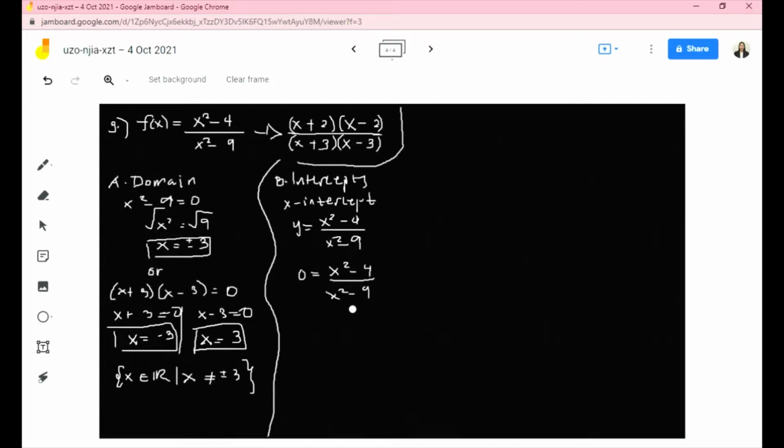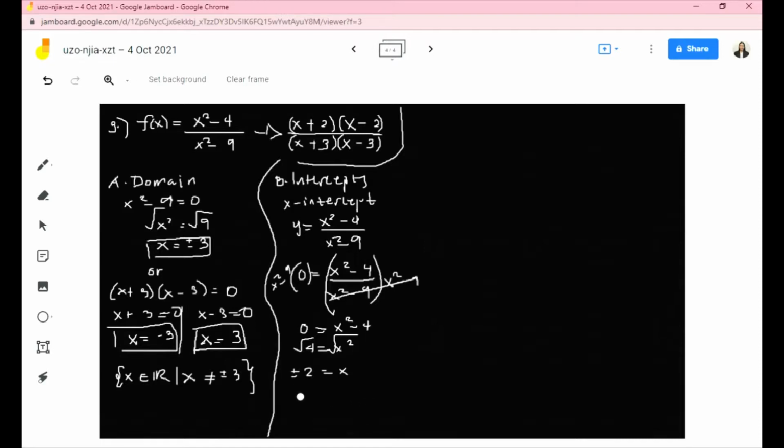Now we'll have to eradicate the denominator, by multiplying both sides with the denominator, x squared minus 9. X squared minus 9 times 0 is simply 0. And on the other side, we're left with x squared minus 4. Applying the properties of equality, this will give us x squared is equal to 4, and taking the square root of these terms, x is equal to positive and negative 2.